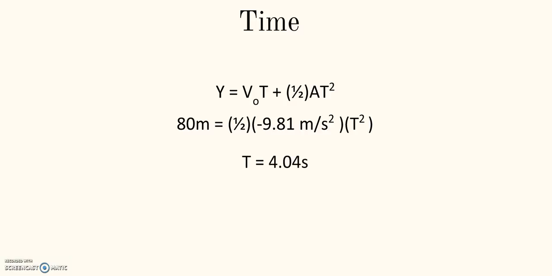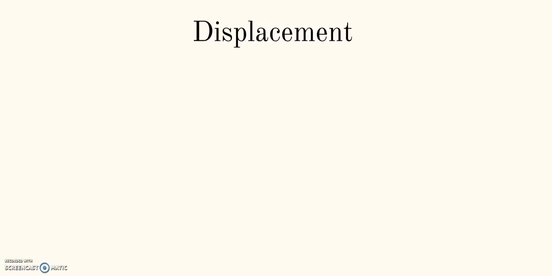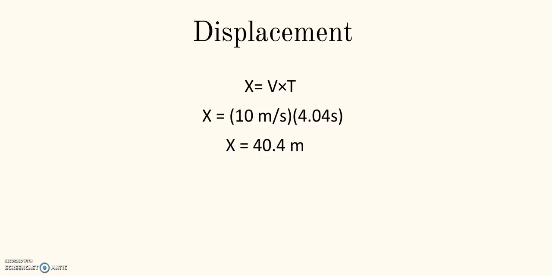Using this time, we can solve for the displacement. Since the ball is moving constantly in the x direction, we can use the equation x equals the velocity times time. Then plug in the variables we know and solve for x, which we find to be 40.4 meters.